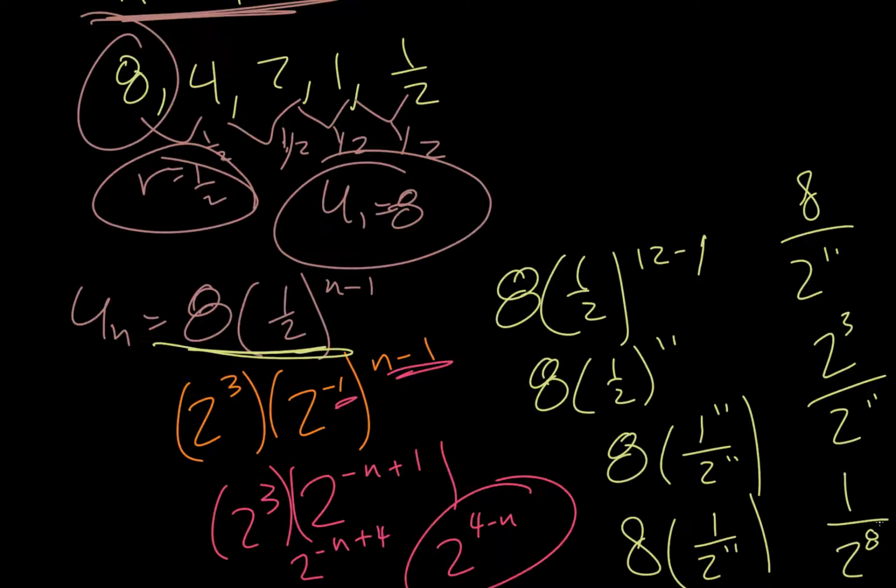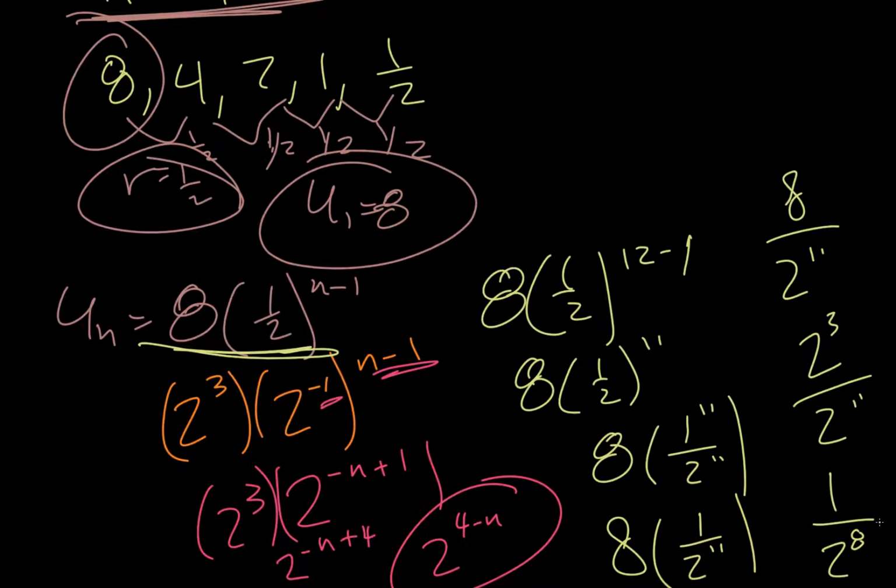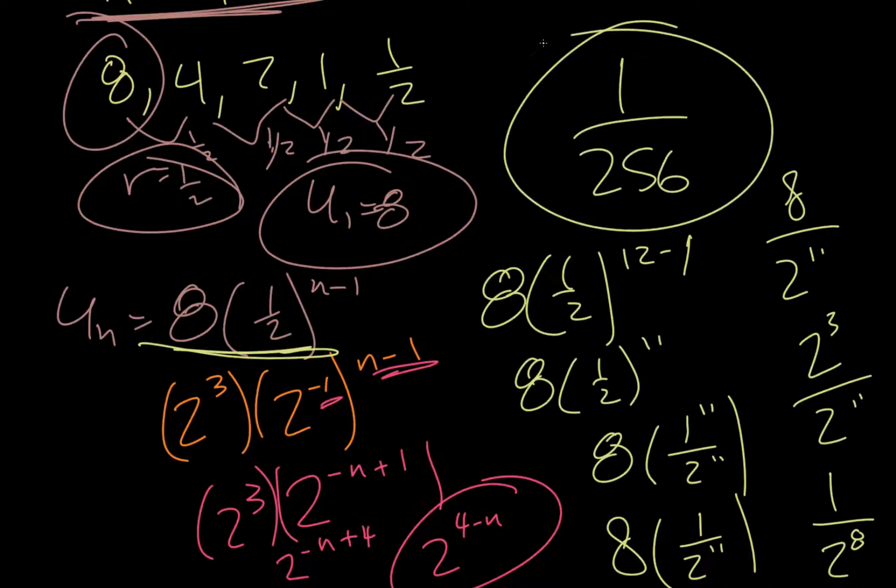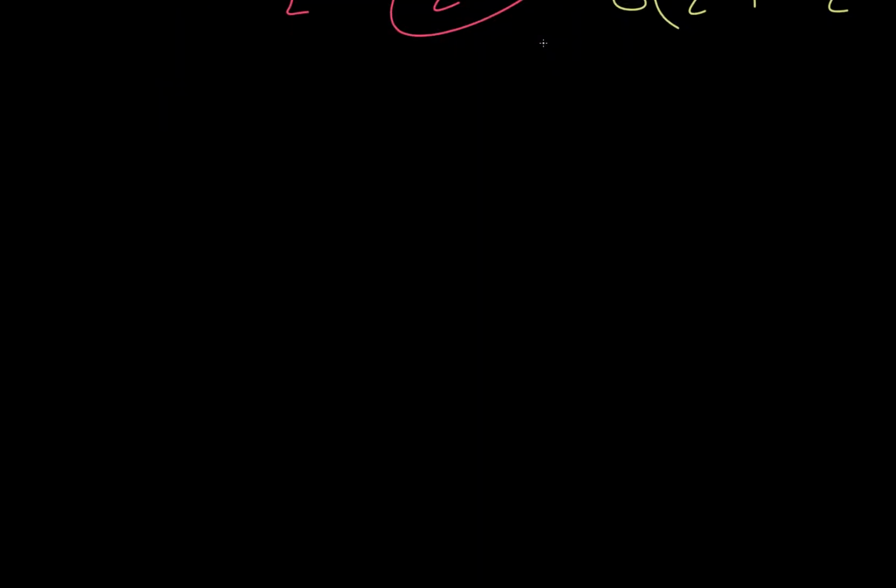So we just need to figure out what 2 to the 8 is, and once we do that, we get 1 over 256. So feel free to use a calculator, but that's everything we need to do on that one. Now we're going to move on to example 8.